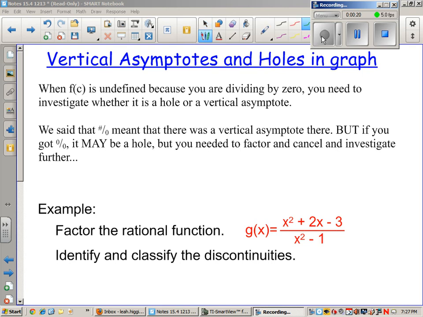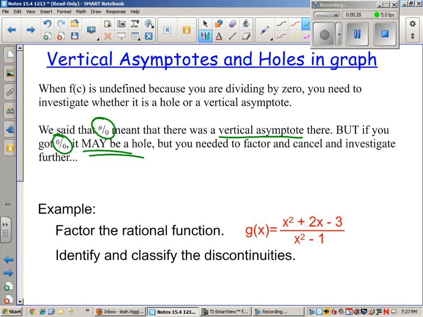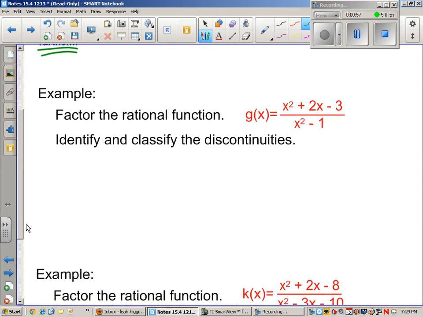We said that a number divided by 0 meant that there was a vertical asymptote there. But if you get 0 over 0, it may be a hole, but you need to factor and see if it is, right? So you needed to factor and cancel and investigate further, right? If you canceled it completely out and you got a number over a number, or like 0 over a number, that's still 0, right? That's fine. But if you factor and cancel and then get a number divided by 0, it's actually a vertical asymptote in disguise.